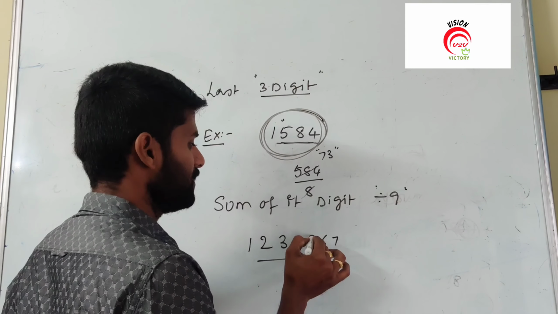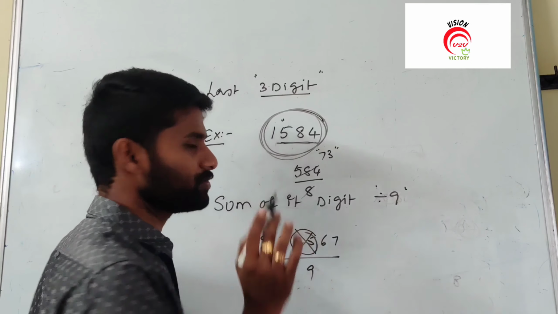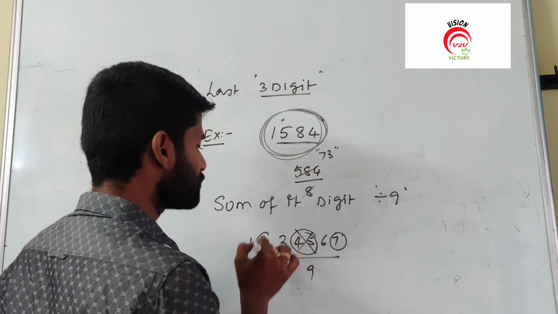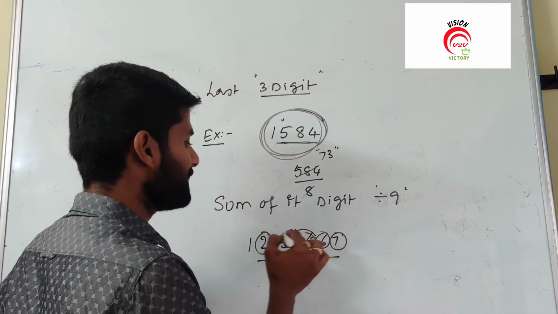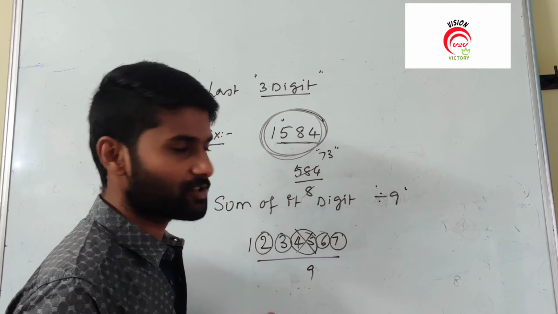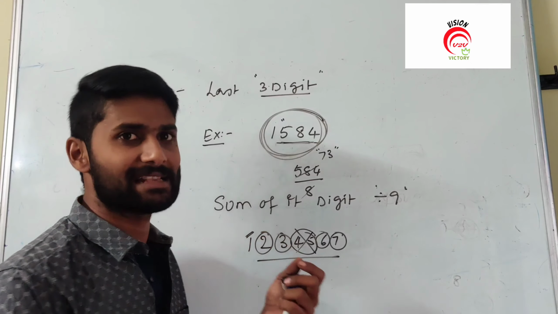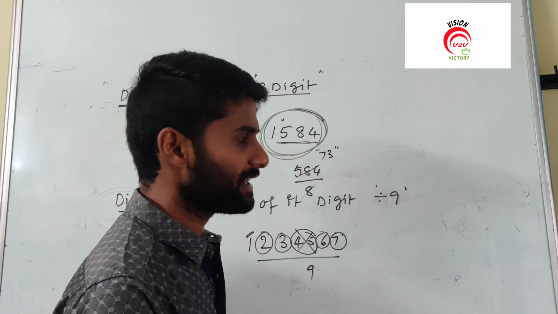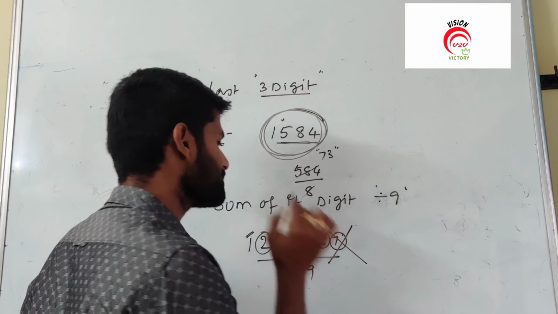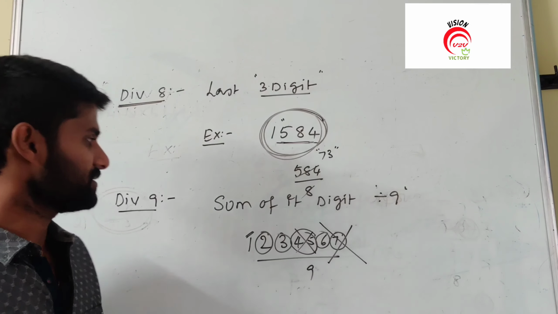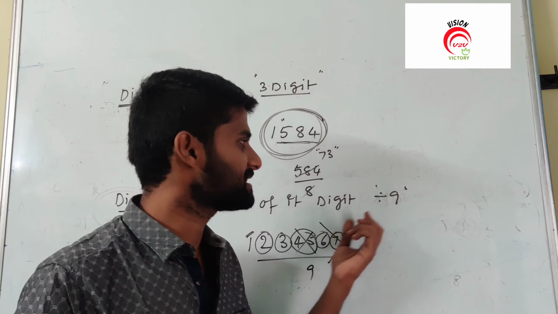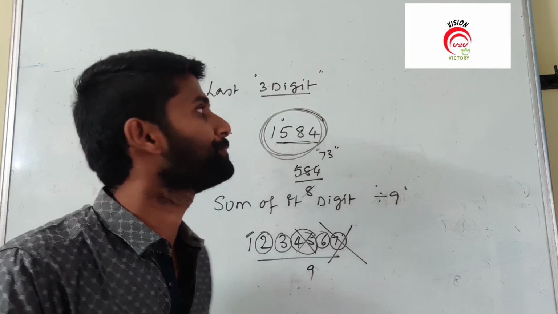Focus on the calculation. First 4 plus 5 is 9. 9 is divisible. Again 7 plus 2 is 9. It is also divisible. 6 plus 3 is also 9, and finally we get 1 as the sum. So 1 is not divisible by 9, which means this particular number is not divisible by 9. So this rule says the sum of its digits must be divisible by 9.